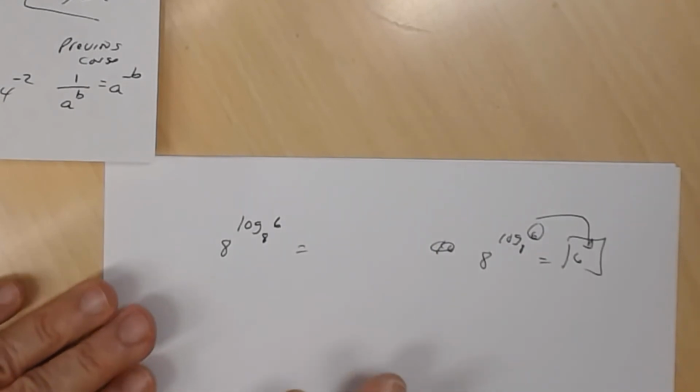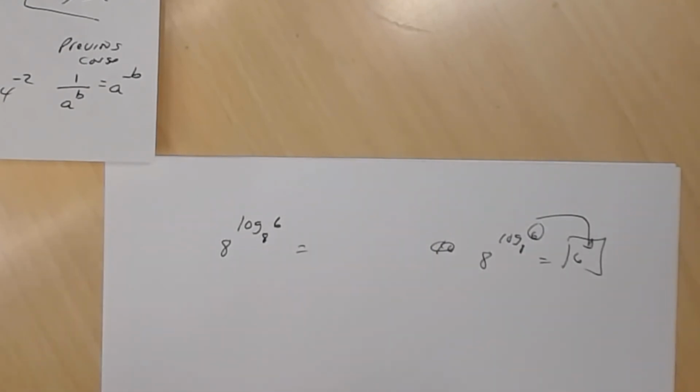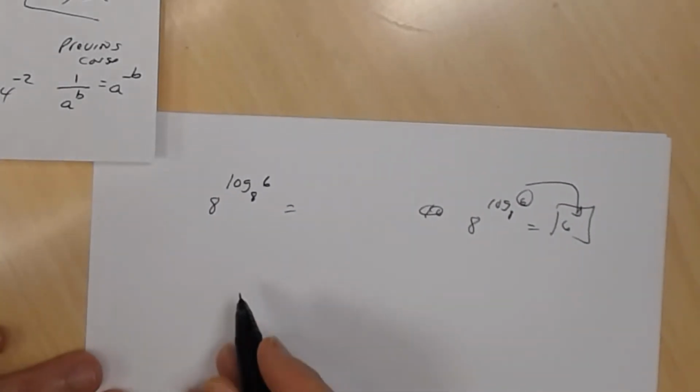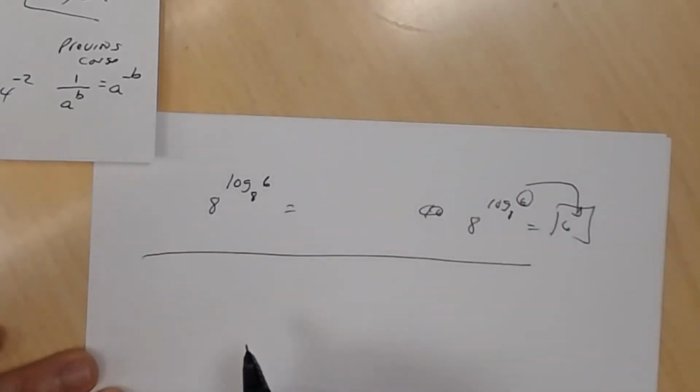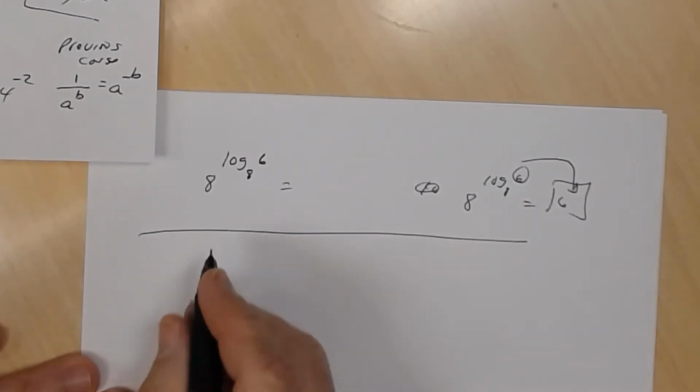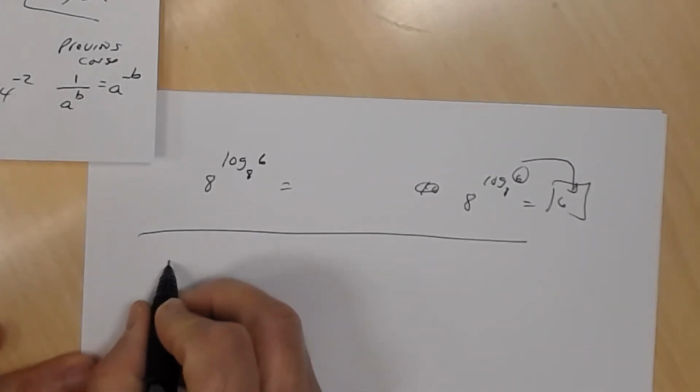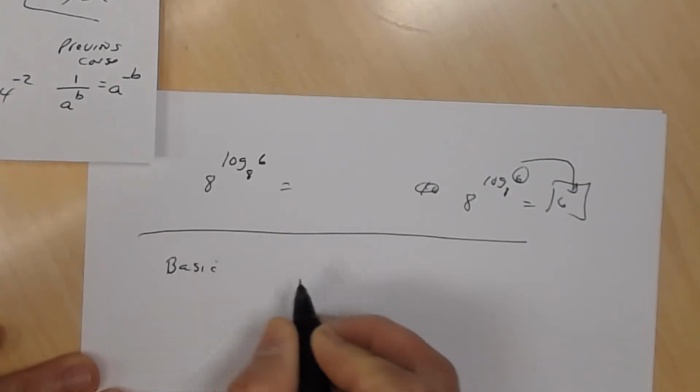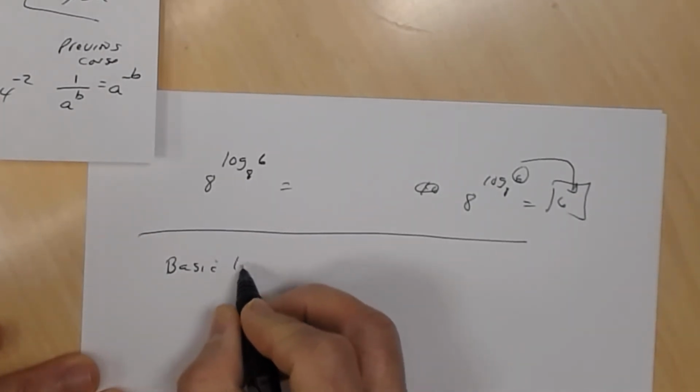Okay? So that brings us to a couple of properties we want to talk about. All right, so listen carefully. A couple of properties that we need to review ourselves or remind ourselves about based on what we just did. Okay, so the first one is going to be called basic logarithmic properties.